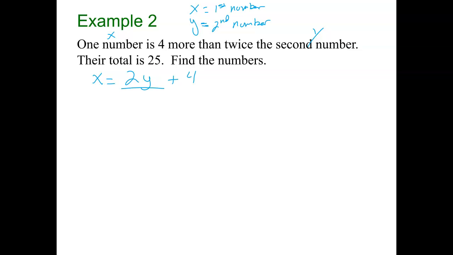Their total is 25. How do I find the total of two numbers? Add them up.